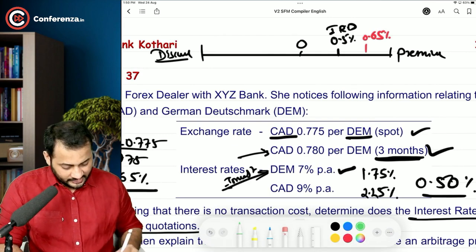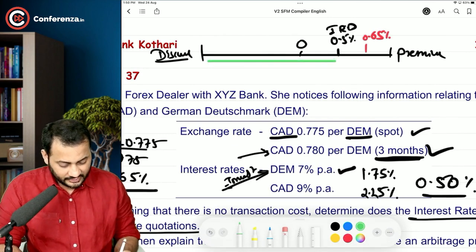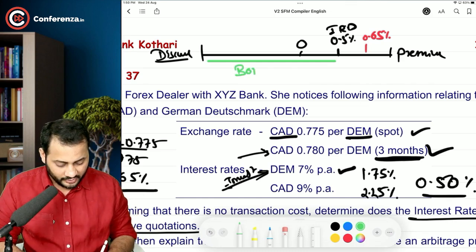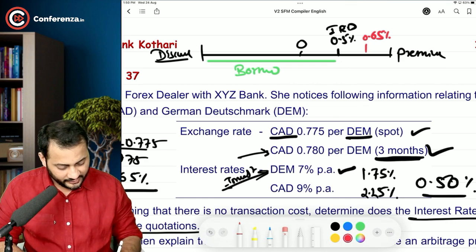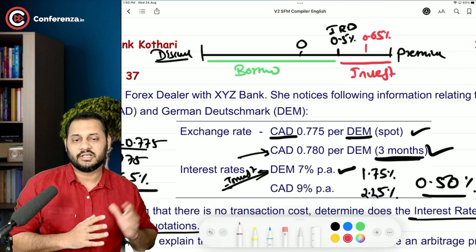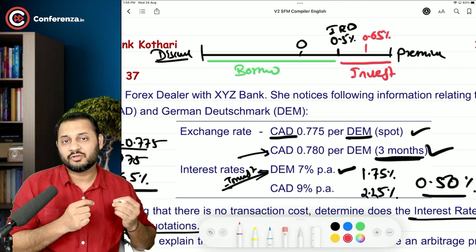And understand, this is the phase. If the premium is less than the interest rate differential, you will borrow at the low interest rate currency. But if it is more, you will invest at the low interest rate currency. That means Deutschmark. So now we are going to invest.